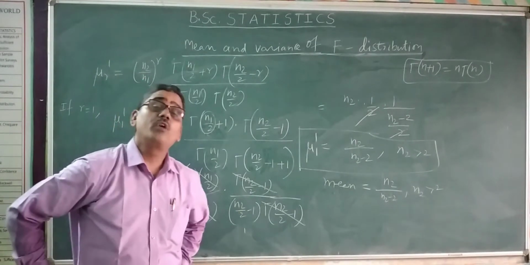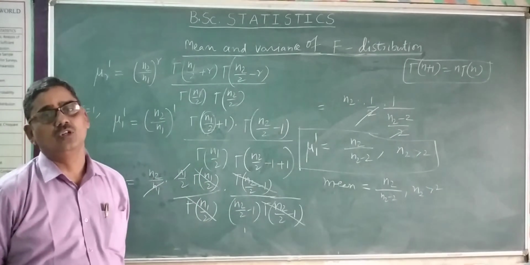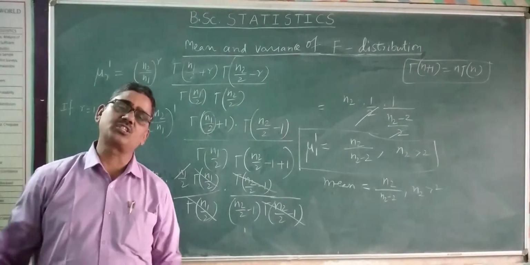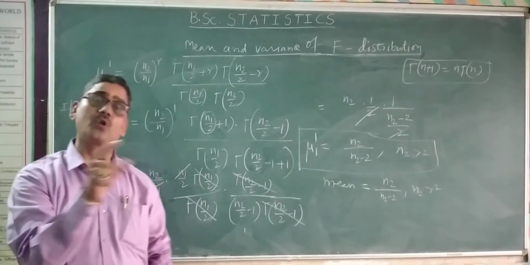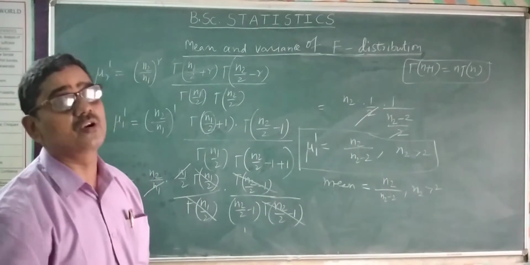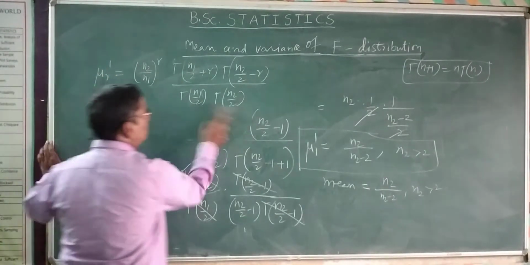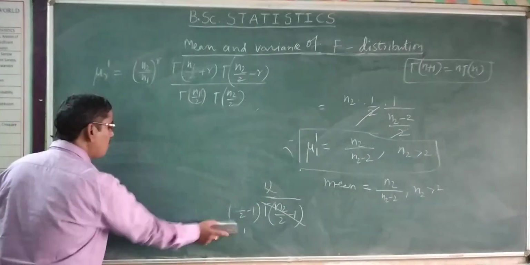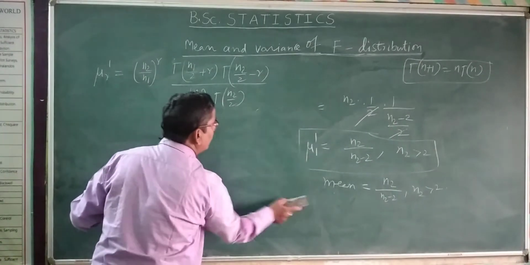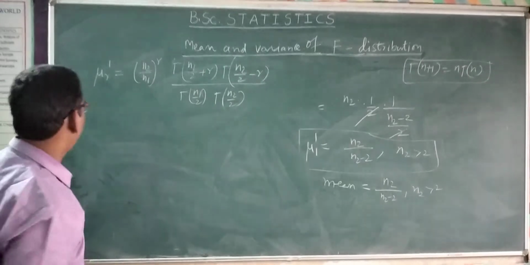Now we have to calculate variance, for which I first of all calculate mu 2 dash. For this you have to substitute r is equal to 2. So I am substituting r is equal to 2 and I calculate the remaining moment.